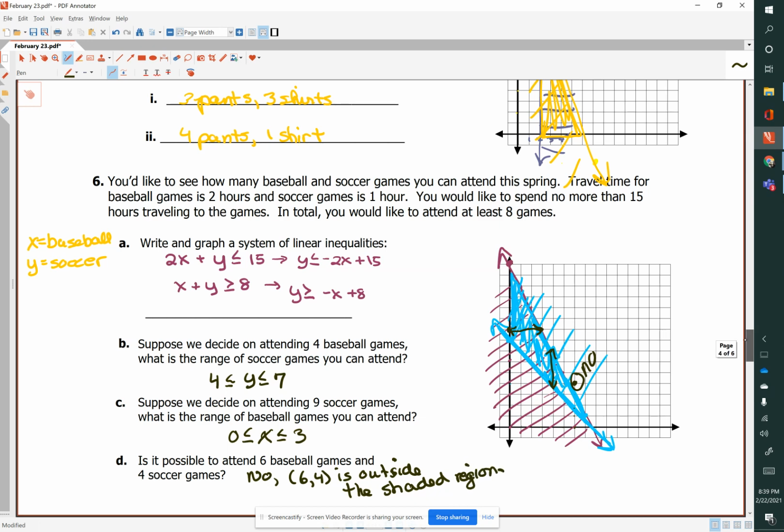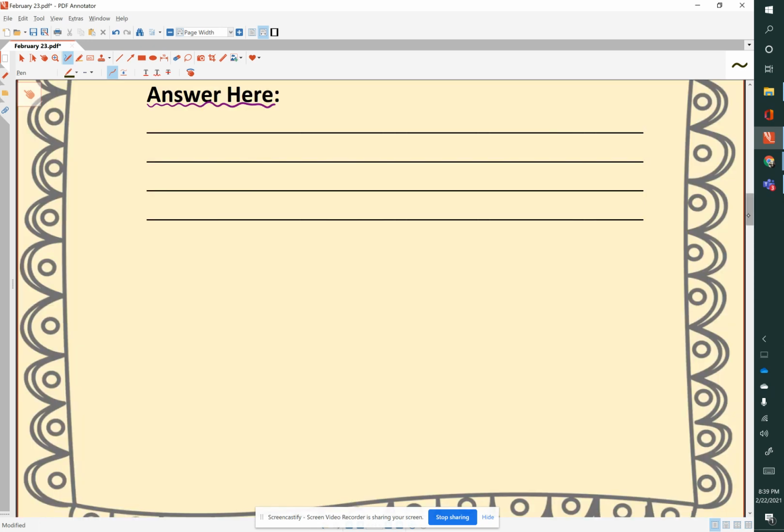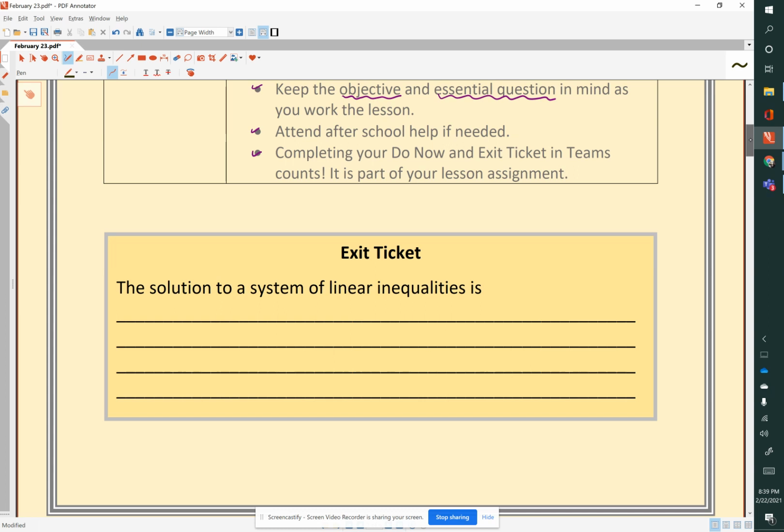So let's go back to our exit ticket. And it says the solution to a system of linear inequalities is the shaded region where both inequalities overlap. So the shaded region or area where they both overlap. And that's our solution area.